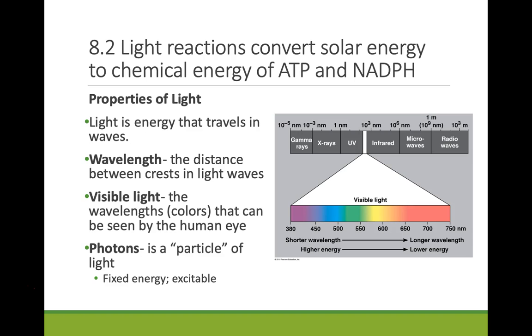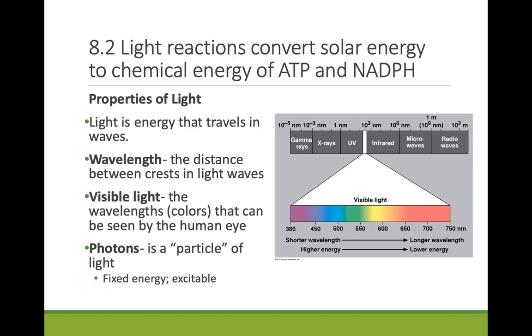So light is energy that travels in waves. Those waves are measured in something called a wavelength, which is simply the distance between the crests or the peaks in those waves. There's a broad range of light energy, and we are going to focus on visible light. So visible light are the wavelengths or the colors that can be seen with the human eye. These are also the wavelengths of energy that are absorbed by plants in the process of photosynthesis.